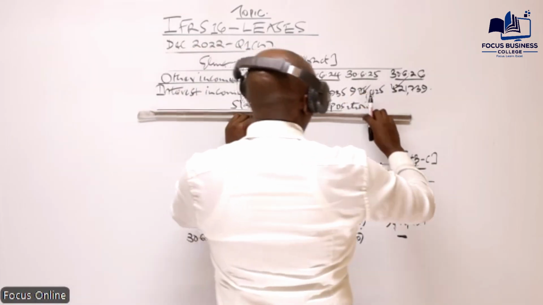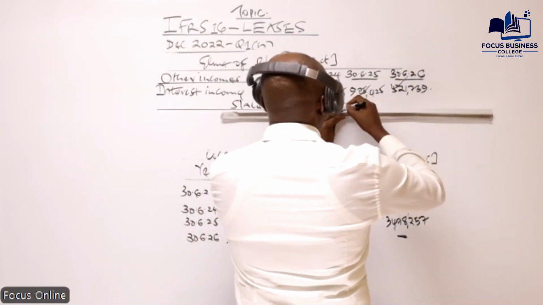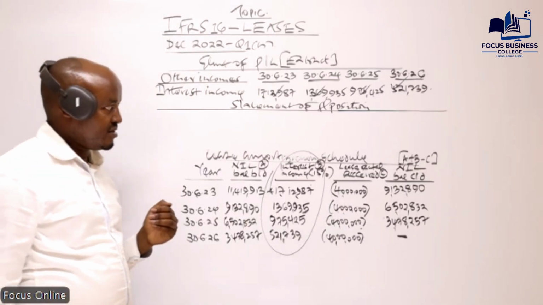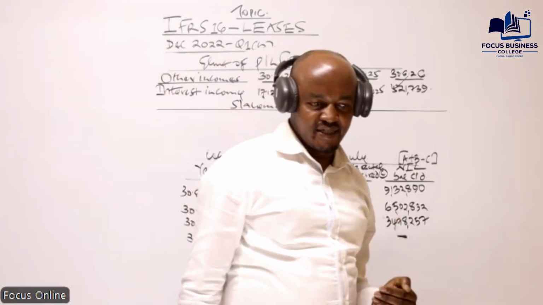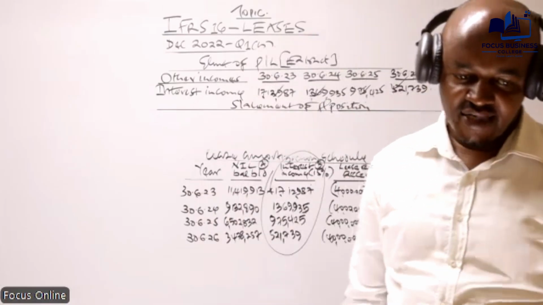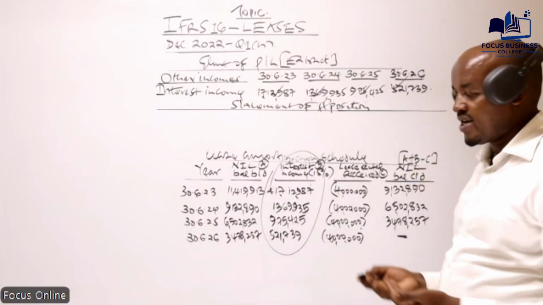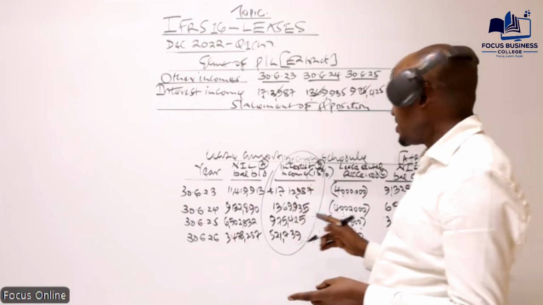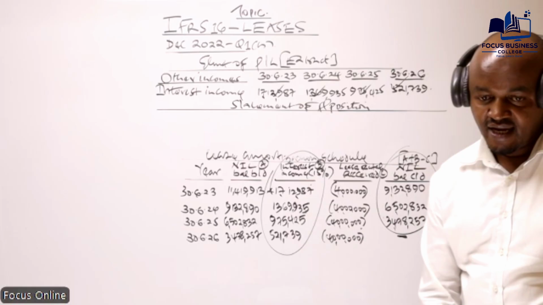Now here, our company will recognize something called the net investment in the lease. This net investment in the lease, we have said, to the owner, to the lessor, is an asset. The company has leased out the asset and will be earning some income from leasing it out. So this net investment in the lease at the end of the year is an asset.